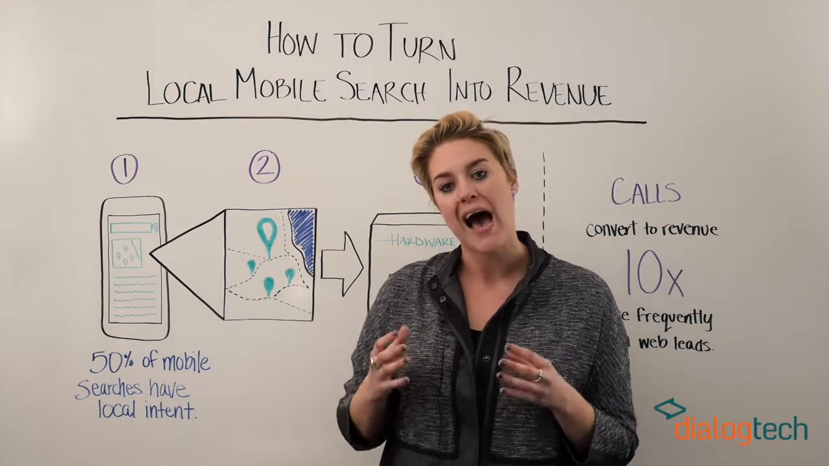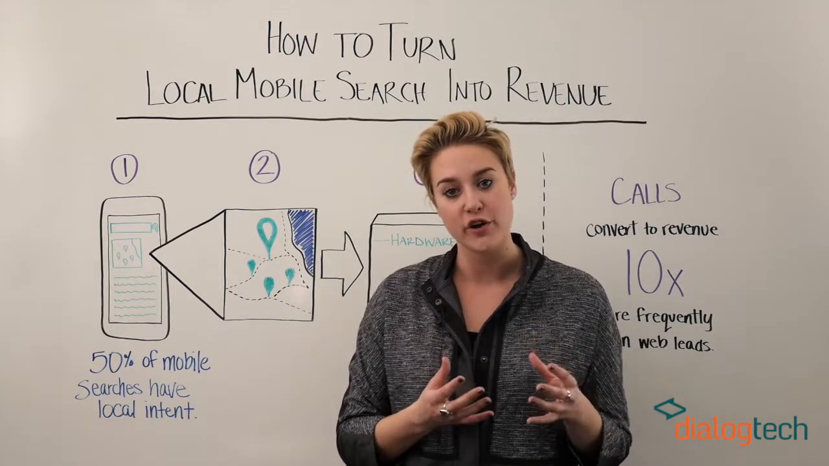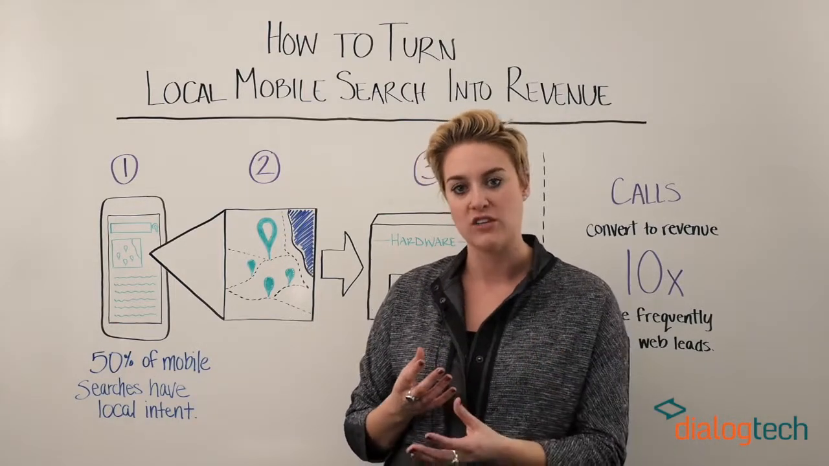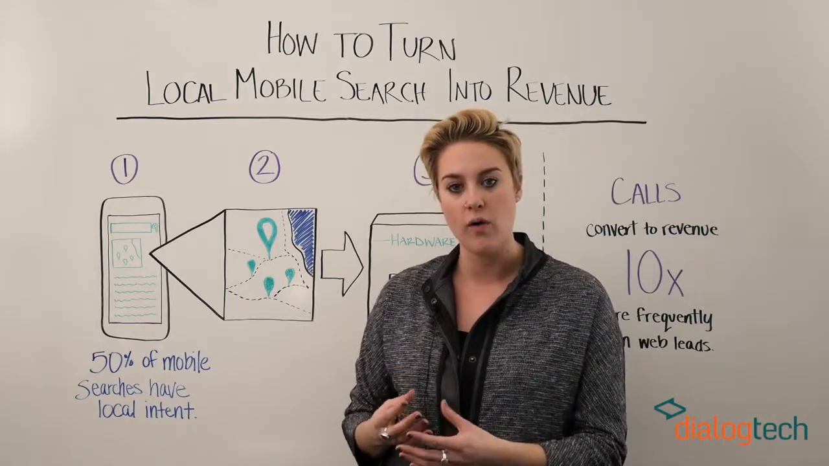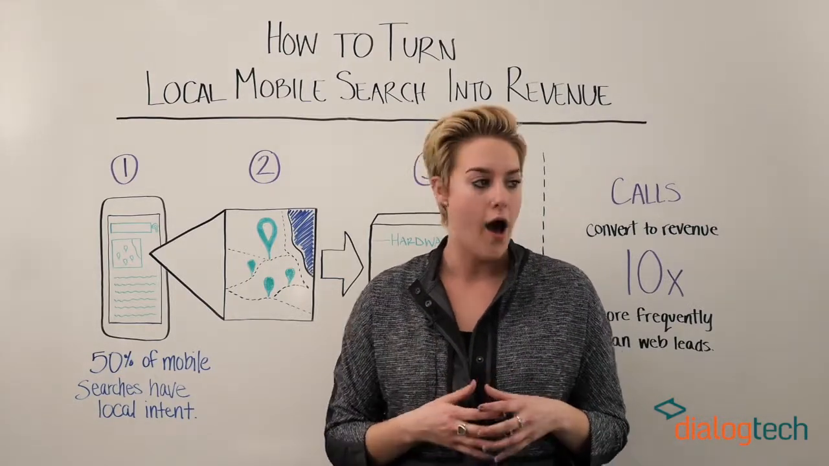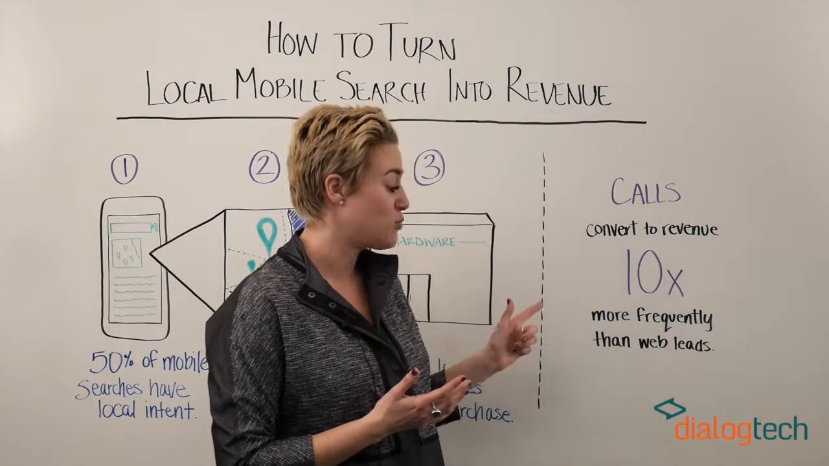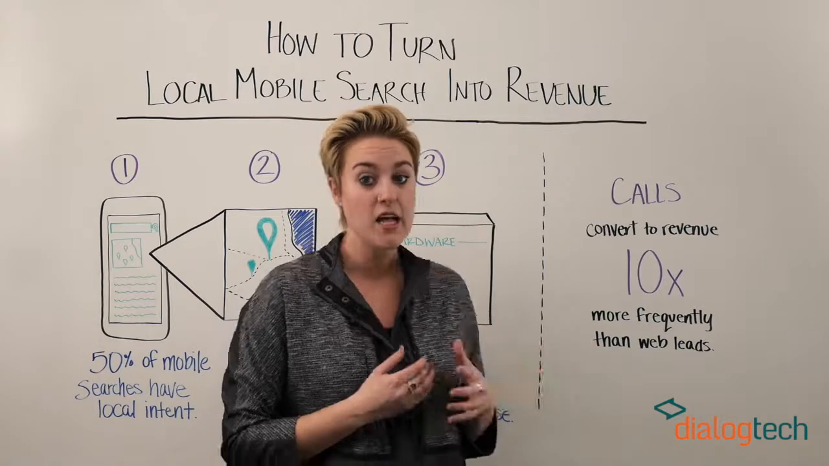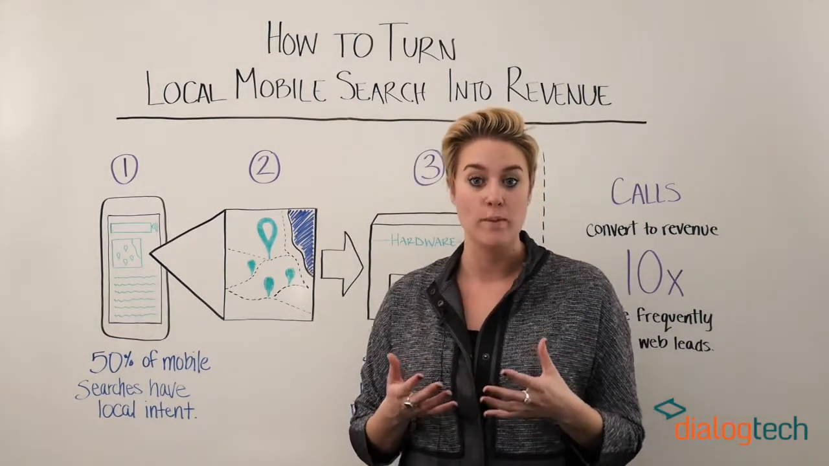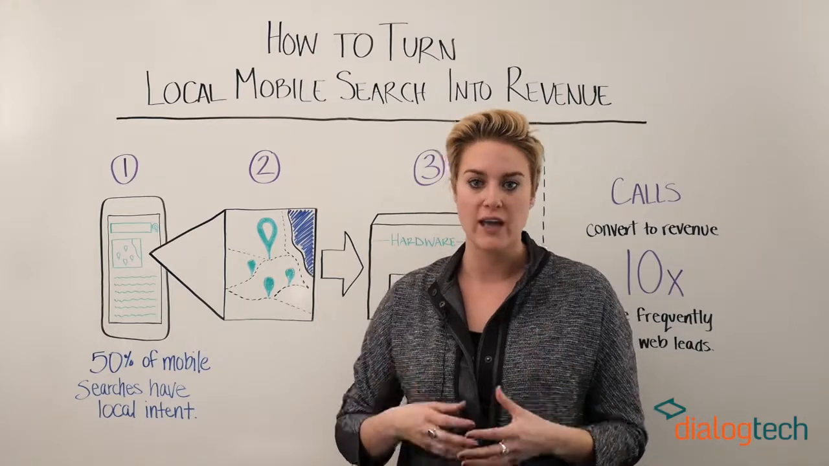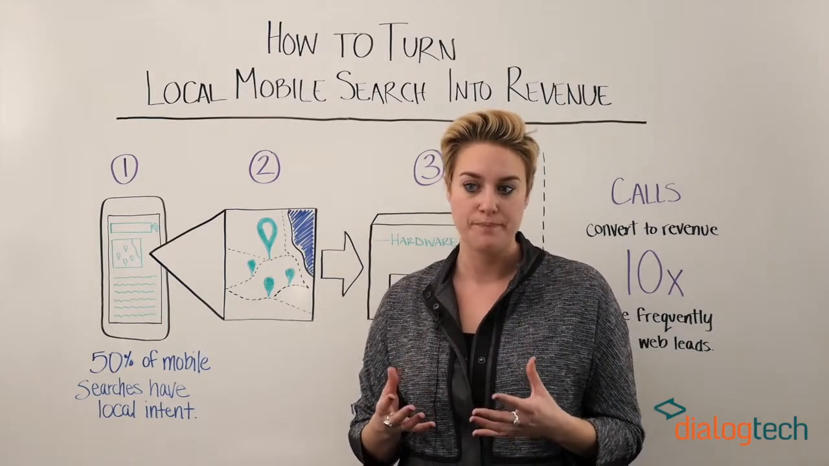You then know to optimize your marketing to send calls to Cleveland because they convert at a higher rate than the calls that get sent to Chicago. So maybe you send more of those web leads to Chicago and those calls to Cleveland. In fact, we know that calls convert to revenue 10 times more frequently than web leads. So we know that from using call tracking software, and that's something that your business can learn using call tracking to track those phone call conversions from local mobile search.